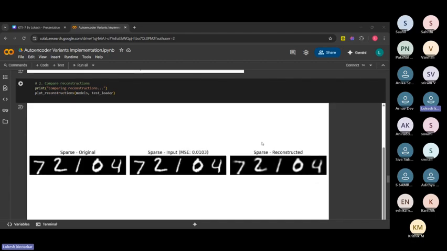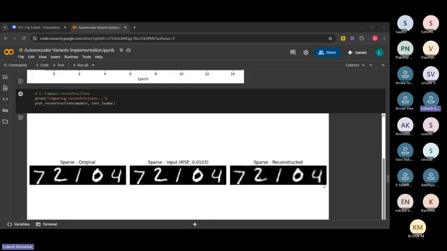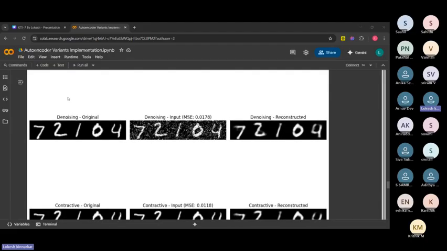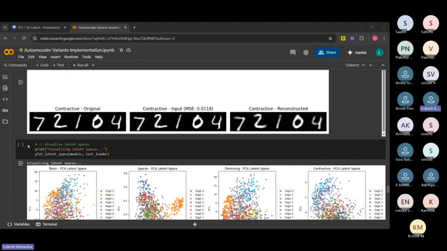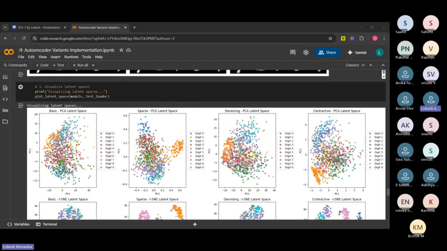Second is the reconstructed image. You can observe that the original one has this particular reconstructed image, sparse one has this one. In denoising, we added noise to the image. So this is the input which is going into the autoencoder, and this is the reconstructed version of it. This is the contractive autoencoder's reconstructed output, and this is just the latent space representation.